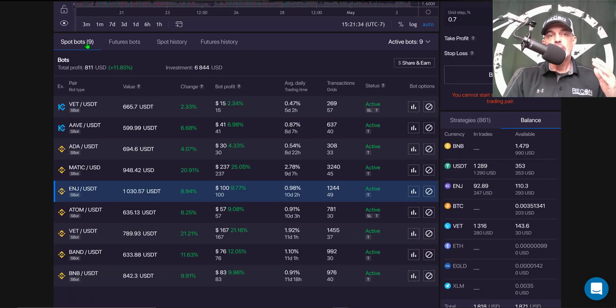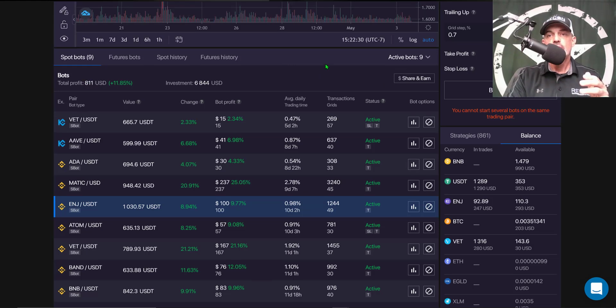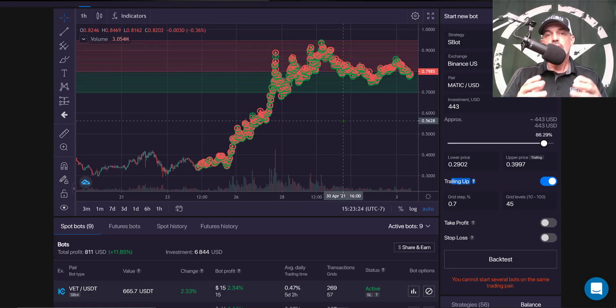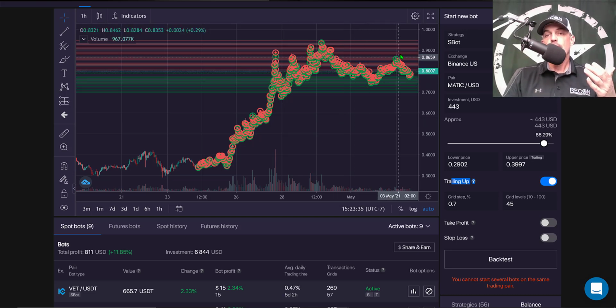And so the 9 bots that I currently have deployed, none of them have been deployed longer than almost 12 days. And over half of these bots would not have been capturing the amount of profit they are capturing had I not had that trailing up feature enabled. And in reality, I am still capturing profit as the grid continues to follow the price action up on coins like Matic. And I think that pretty much wraps it up.